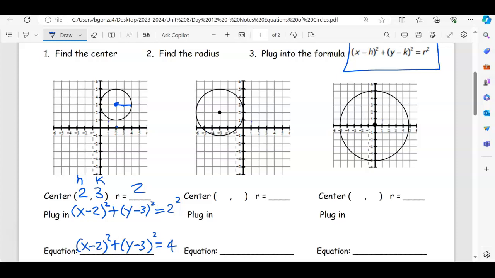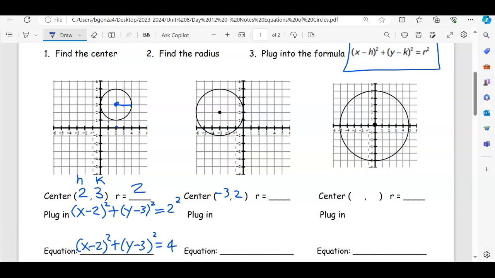All righty then. Next one. What is the center of this circle? So again, starting from the center, does it go left or right? To the center. Left 3. Does everyone know left is negative numbers, right? So my center is negative 3. And does it go up or down? It goes up 2. So positive 2.